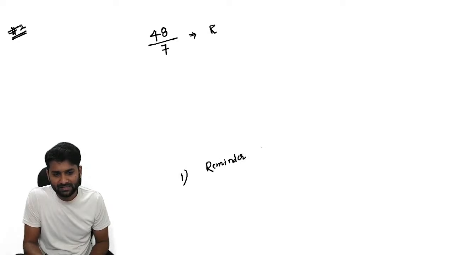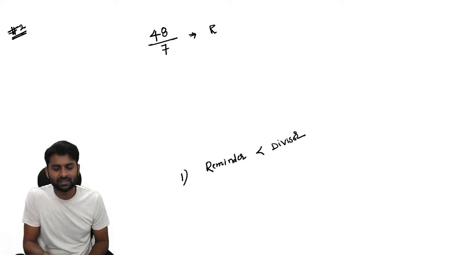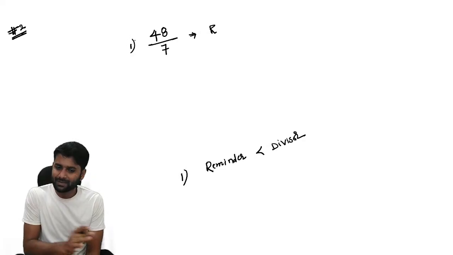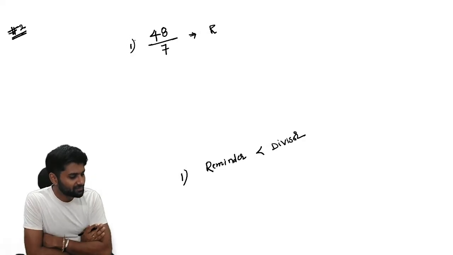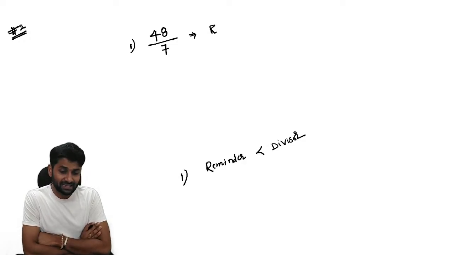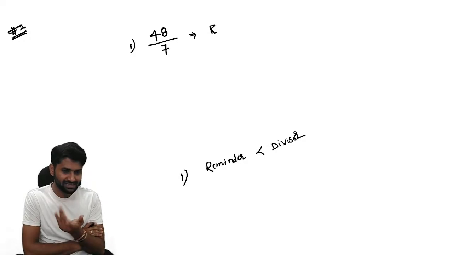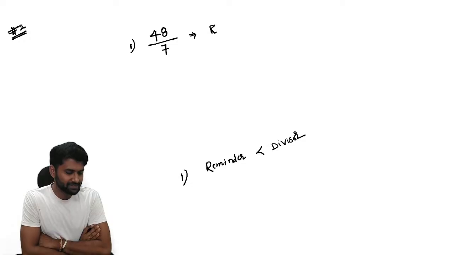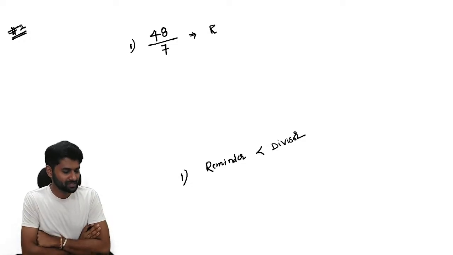Any remainder is always less than the divisor. So in this question, if the divisor is 7, your remainder must be less than 7. If you get more than 7, definitely it is a wrong answer. Remainders are always less than divisor values. Here the divisor is 7, so the remainder is definitely less than 7 itself. If 48 is divided by 7, what is the answer?